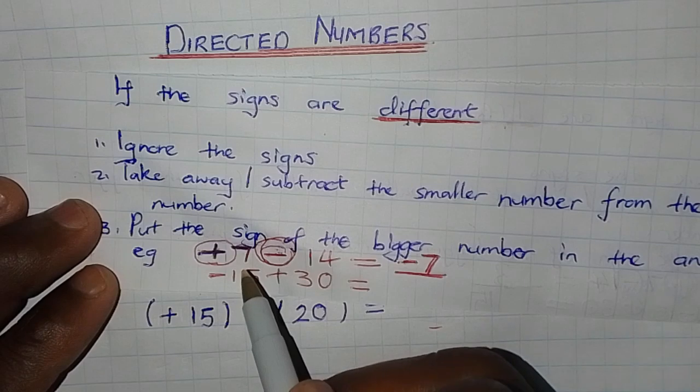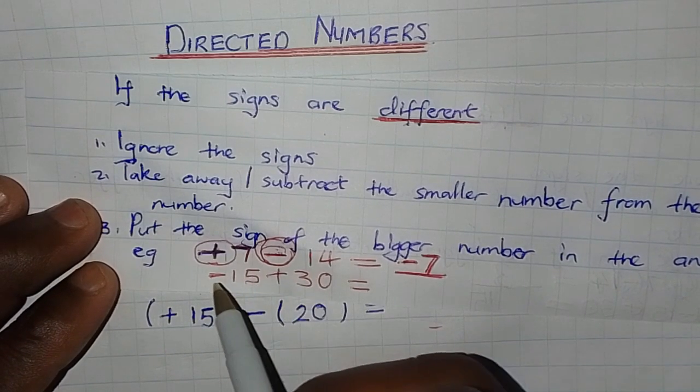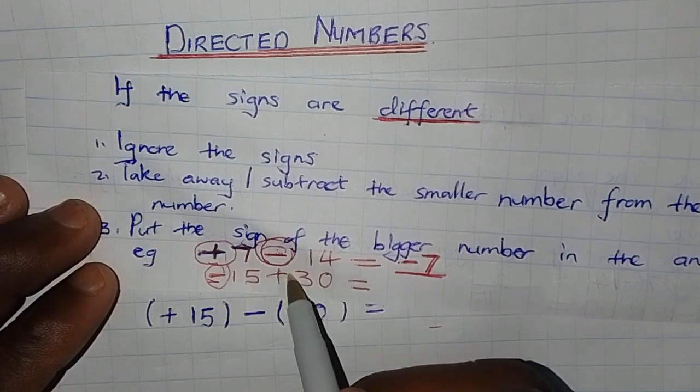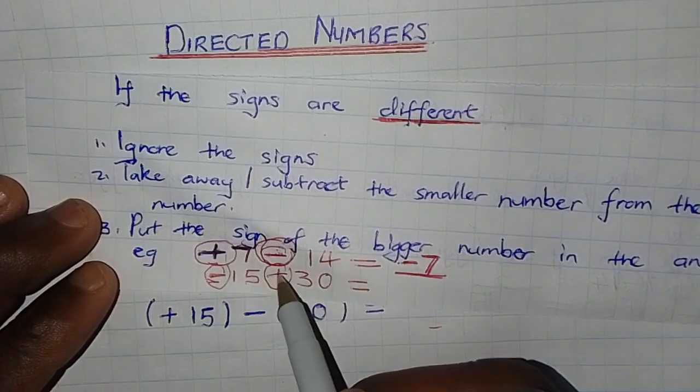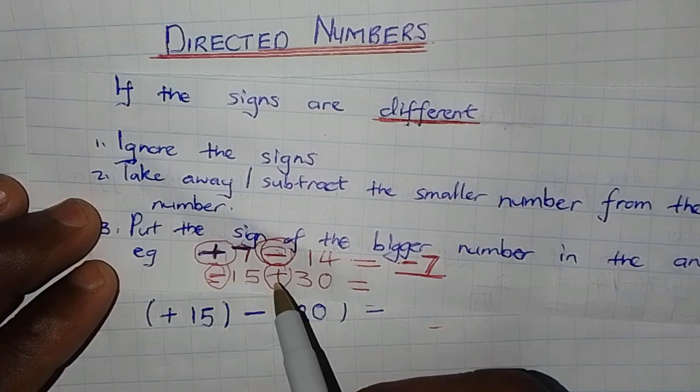Let's look at the other example. Negative 15 plus 30. Right? You can clearly see that the signs are different. Here we have a negative sign and there we have a positive sign. So clearly you can see that these signs are different. Now we have to consider the bigger number.